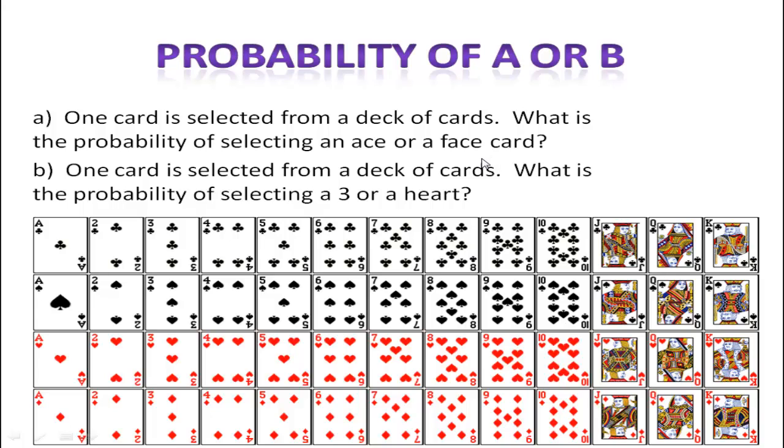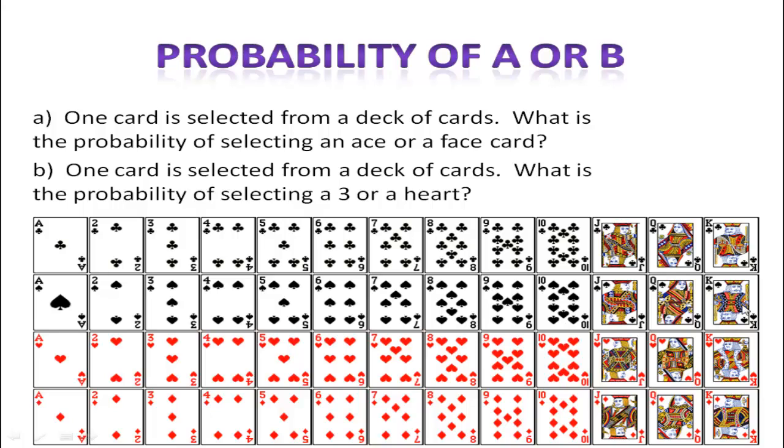First thing you have to do here is determine if these two events are mutually exclusive or inclusive, because depending on that, we will use our corresponding formula for probability. So let's see, an ace card or a face card. If I select an ace card, that would be one of these here. If I select a face card, that would be one of these 12 over here.